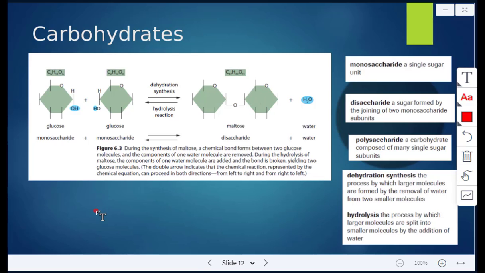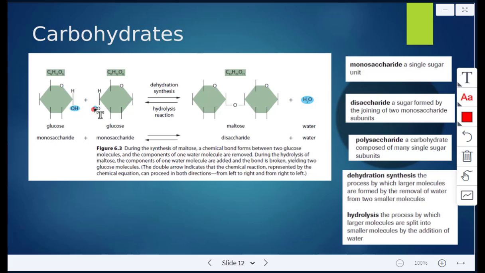All right, dehydration synthesis is when you're taking 2 molecules and forming them into a larger molecule. So here, glucose plus glucose forming maltose. That would be a dehydration synthesis, and it's happening by the removal of water from two smaller molecules. And then the hydrolysis reaction is happening in the reverse direction. It's when the larger molecule gets split into the two smaller molecules by the addition of water.